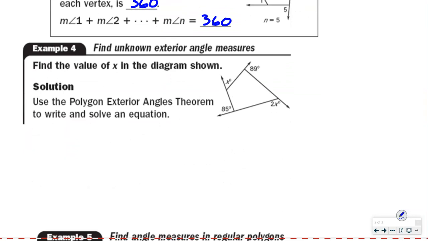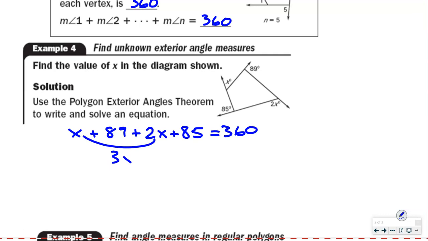So for example number 4, finding the unknown exterior angle measures. We need to find the value of x, and then we can use x to find our missing angles or our unknown angles. So we know they all need to add up to 360, so I can say x plus 89 plus 2x plus 85 equals 360. And then I want to solve for x, so I can combine my like terms. x plus 2x gives me 3x. 89 plus 85 gives me 174. And that needs to equal 360.